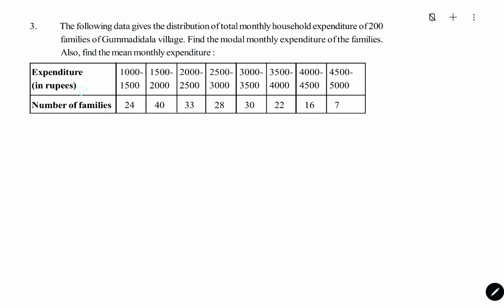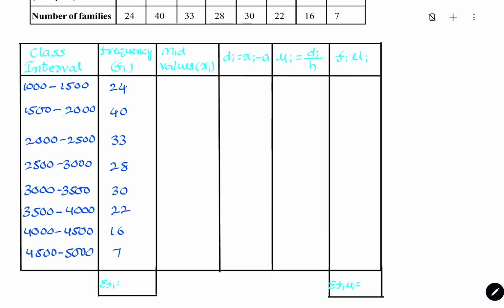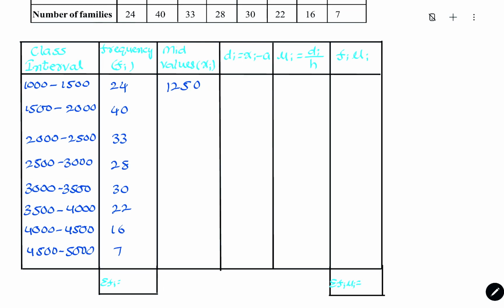Write this is the class interval. Expenditure is the class interval and number of families is the frequency. This is the class interval and here is the frequency. Now find the mid value. Mid value is nothing but lower limit plus upper limit by 2. Here 1000 plus 1500, 2500 by 2 is 1250. Here 1500 plus 2000 by 2 is 1750. Like this write all mid values.